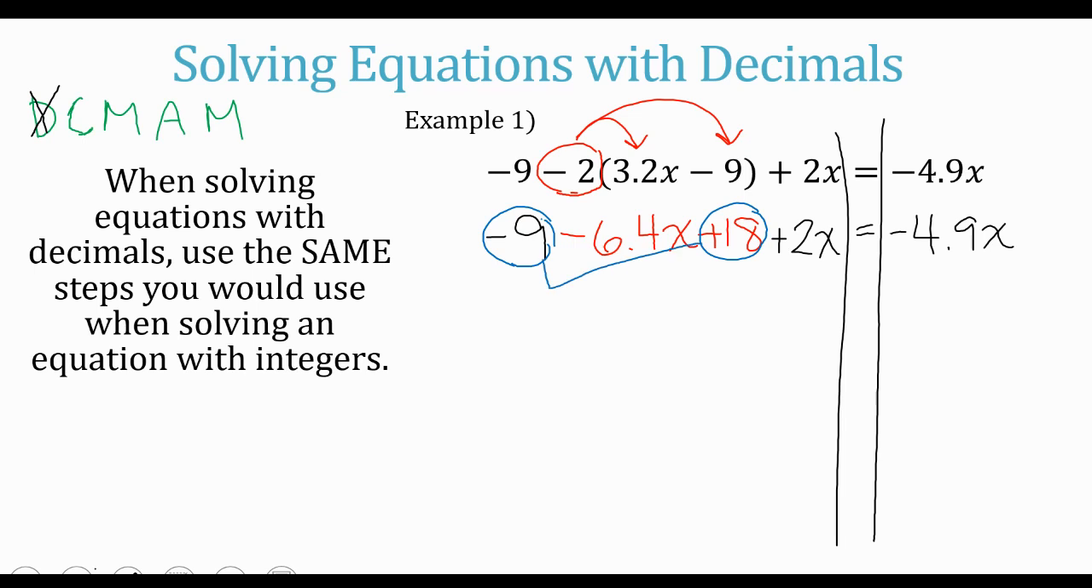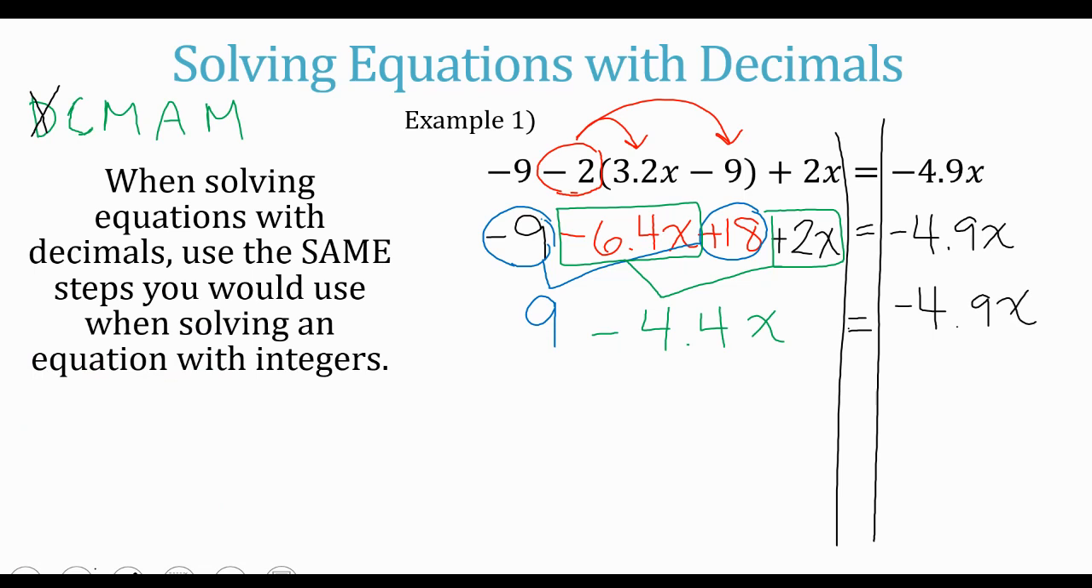Negative 9 plus 18 gives us a positive 9. Now the second set is this negative 6.4x and this plus 2x. They both have that variable x, so we know they're like terms. And when we combine those, we get negative 4.4x. Remember, don't go across the equal sign here. We only combine like terms if they're on the same side of the equal sign.